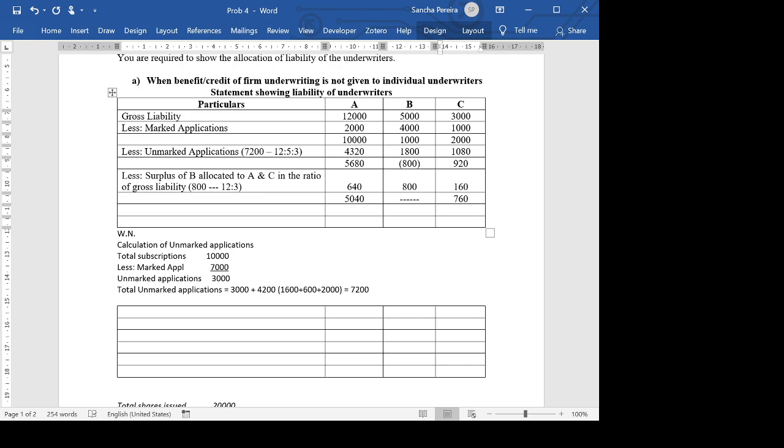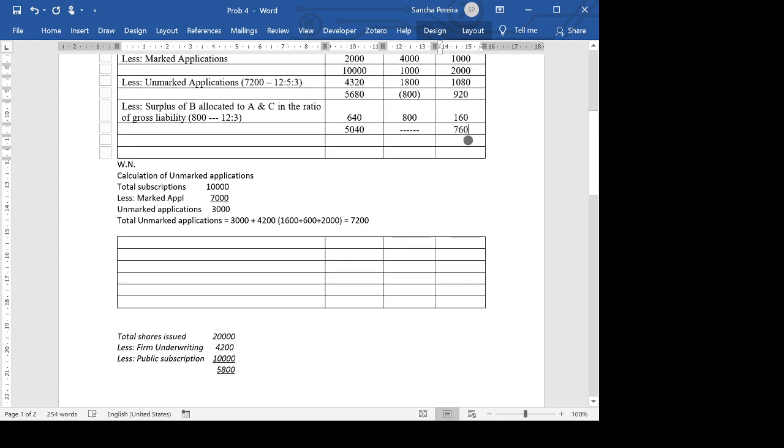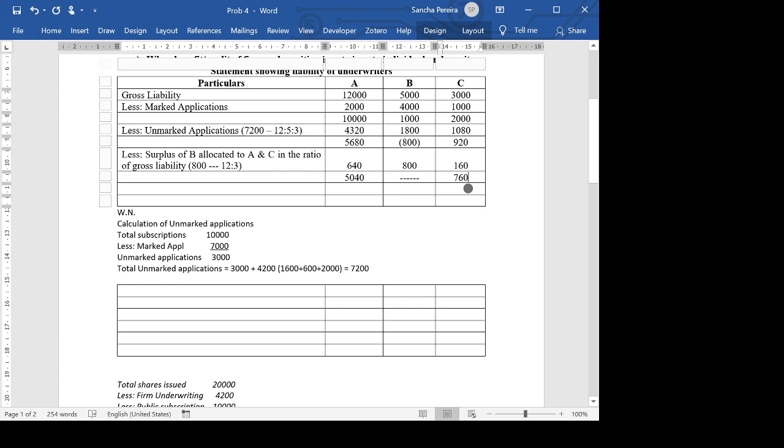Okay. So let's check our answer now. 5040 plus 760 comes to, sorry, 5,800. If you add this. Okay. And that is what we were looking for. So basically, under the overall agreement, the part that the public have not subscribed to, B does not have to take up anything. Okay, B does not have to take up anything. A has to take up 5040 shares and C has to take up 760.